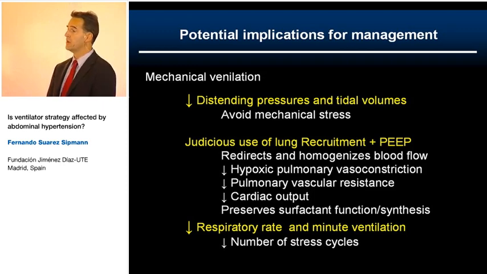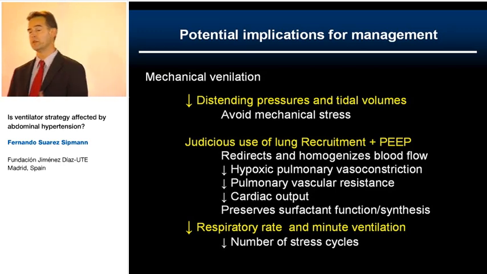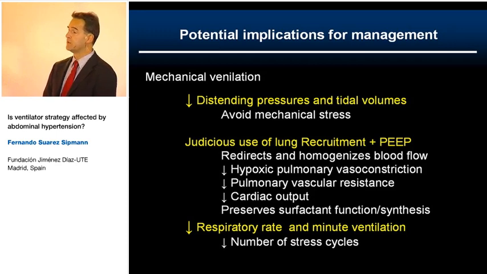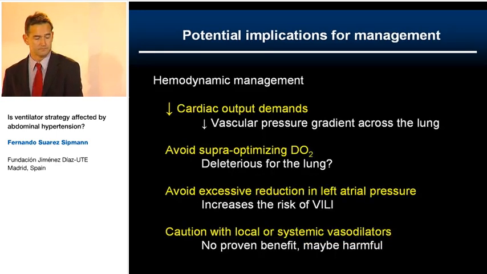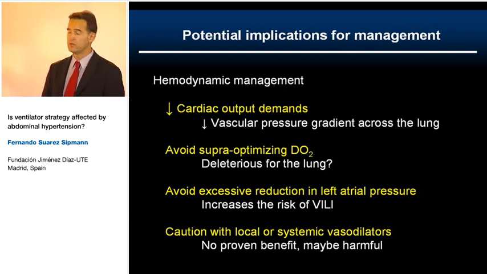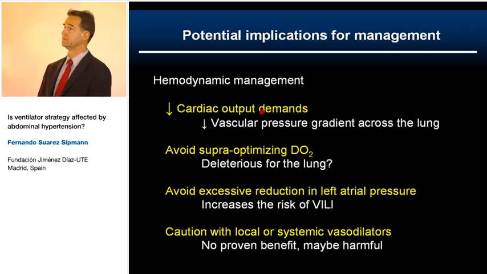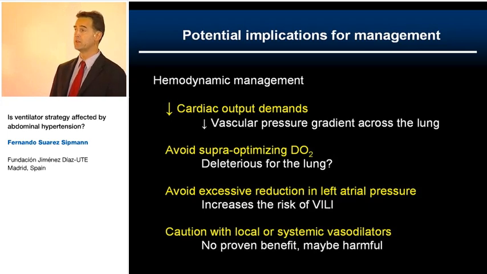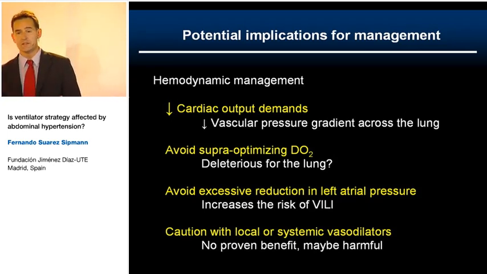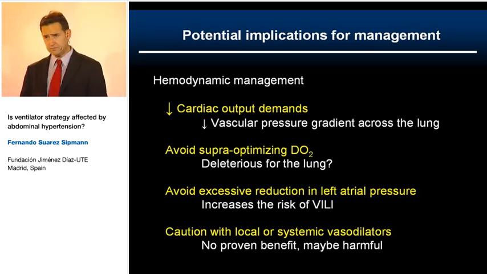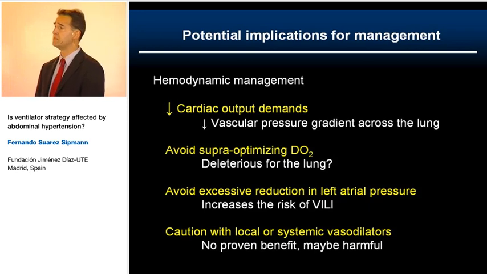And it is important to diminish respiratory rate and ventilation, especially when we are ventilating heterogeneous lungs, because by this we can reduce the number of stress cycles imposed to the lung. From the hemodynamic point of view, it may be wise to try to reduce the cardiac output demands. This would cause a reduction in the vascular pressure gradient across the lung. Then we should re-ask again if it's necessary to supra-optimize the oxygen transport to the other tissues, because this might be deleterious for the lung.